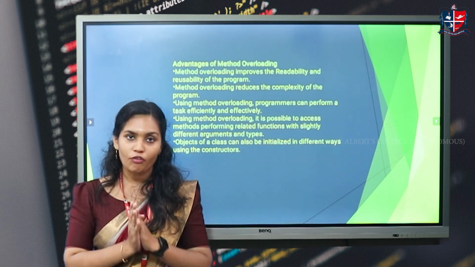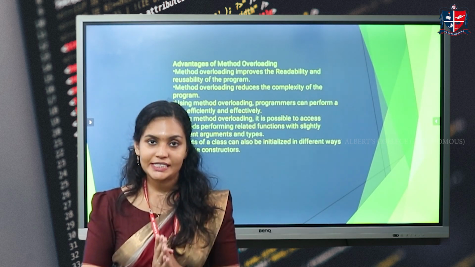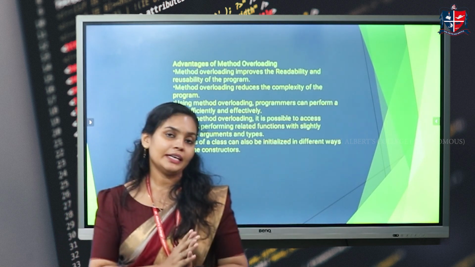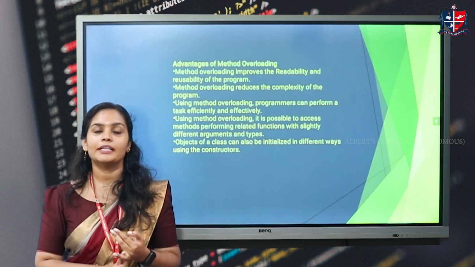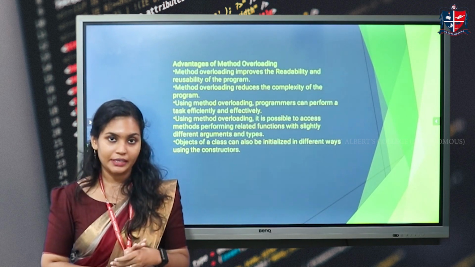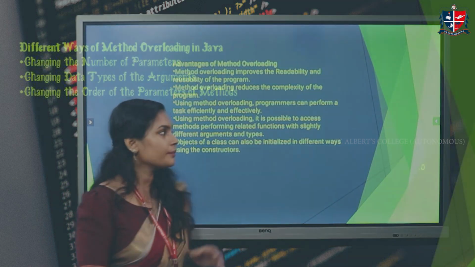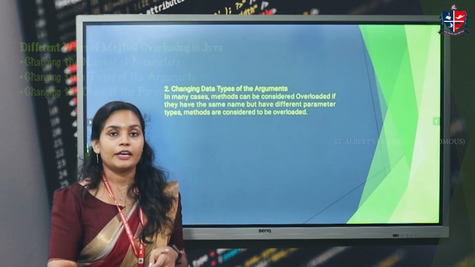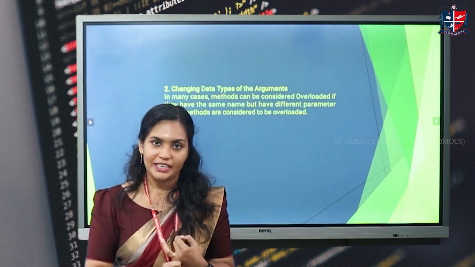So basically overloading is a main feature in Java. That means we can use the same function name for performing different tasks, but it can be implemented in different ways. First one is using different numbers of parameters, next one is the parameter order, and the second one is that the data types of the arguments can be changed. These are the three ways of implementing method overloading.